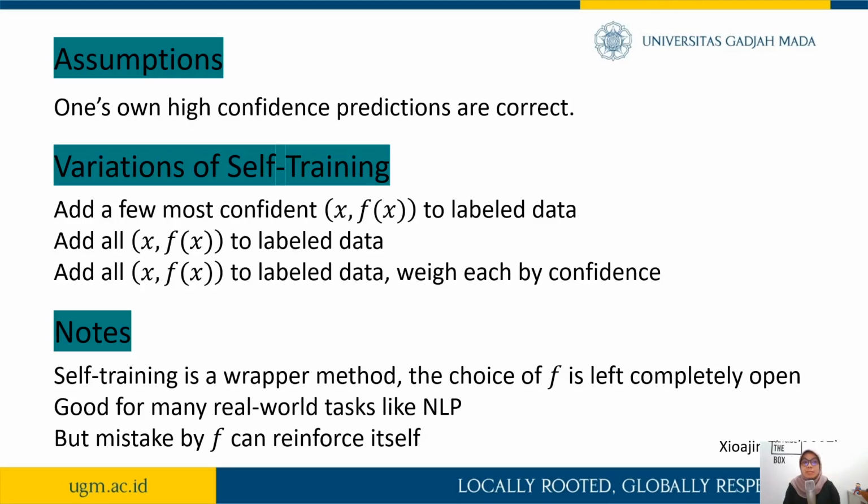But there's a limitation of self-training: the mistakes by f can reinforce themselves. If the quality of the performance of the base learner is not really good, it will result in wrong predictions in the next iteration. So it is important to make sure that the quality of the labeled training data in the first place is good, in terms of the distribution of the data or the data balance.